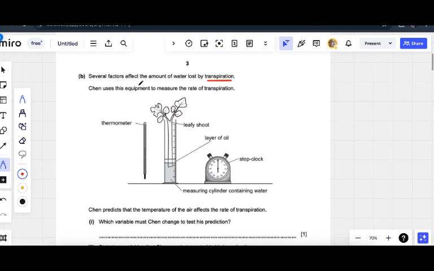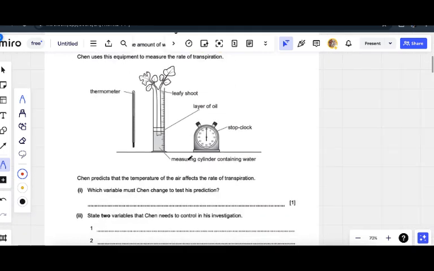So they're asking us: several factors affect the amount of water lost by transpiration. Chen uses this equipment to measure the rate of transpiration. Look, a thermometer to measure the temperature. This is the leafy shoot, and this is the layer of the soil. This is a stopwatch to measure time. This is a measuring cylinder containing water, with the leafy shoot inserted.